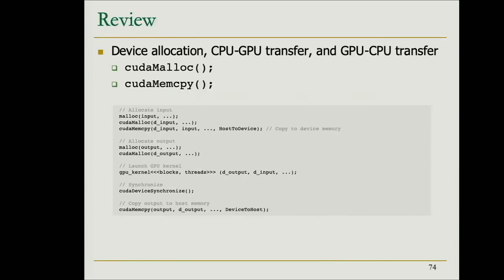Actually, this is a typical program. Notice that we have cudaMalloc here. First we have malloc for the input array in the host, and cudaMalloc for the input array in the device. Then we transfer from the host to the device, then we allocate the output, and then we launch the kernel. We have this cudaDeviceSynchronize. Recall that this is the way that we can make sure that this kernel has finished before we do something else.